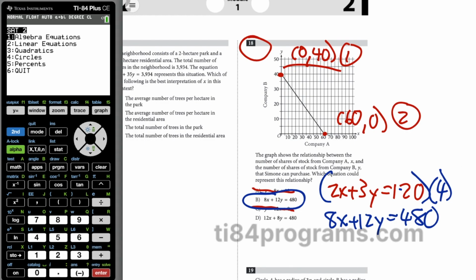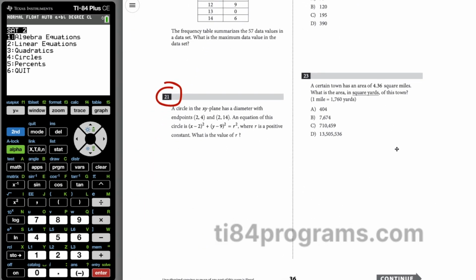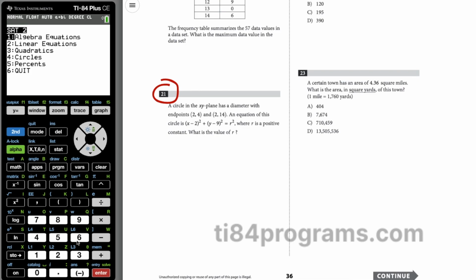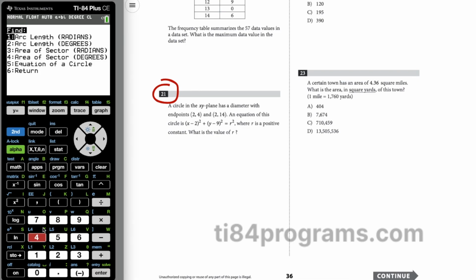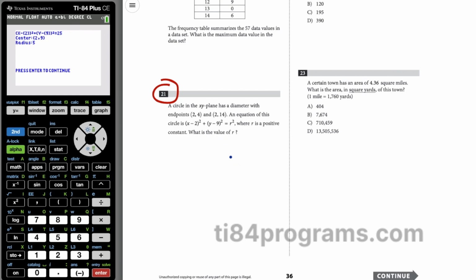So we have option B as our answer there. Okay. And then we're going to continue moving down through the test. So it looks like the next one, oh my gosh, we have 21. A circle in the xy plane. So I'm going to choose option 4 for circles. And then we have, let's see, equation of a circle. And then given diameter endpoints. That's great. So option 4. And then it's 2, 4, and then 2, 14. Now, it gives me this formula, r squared, and the radius is 5. Okay, fantastic. We got it. Good, good, good. So the value of r is going to be 5 there.